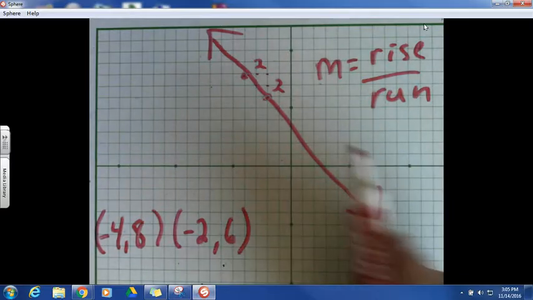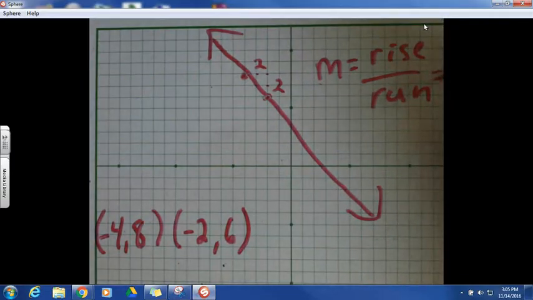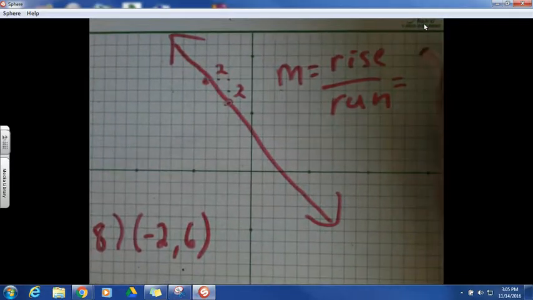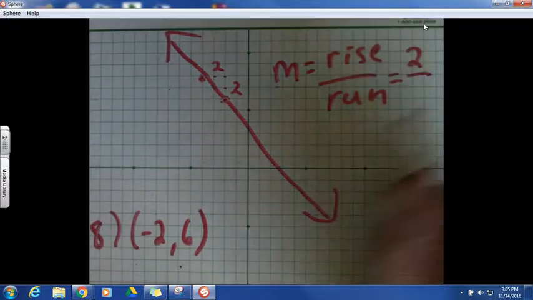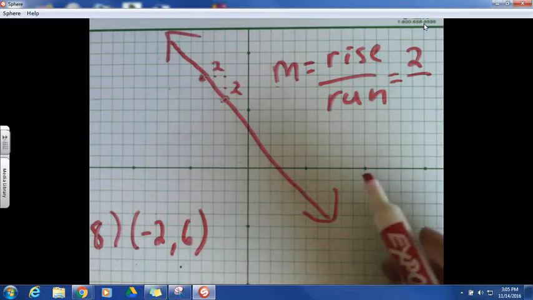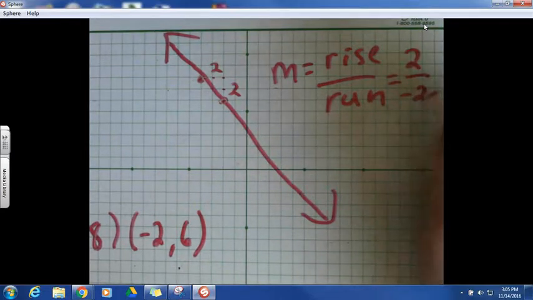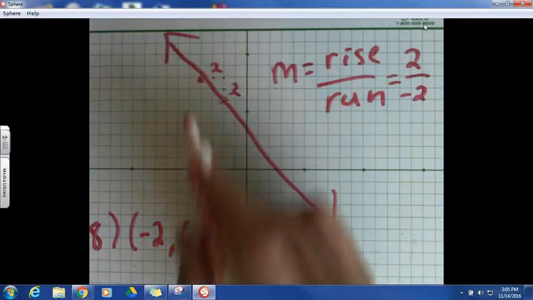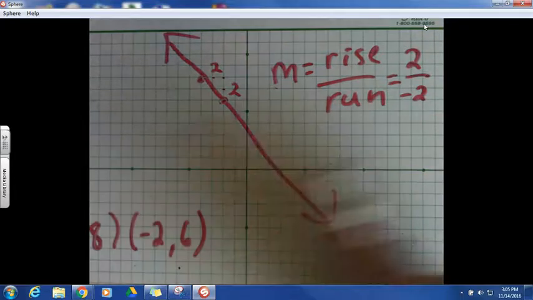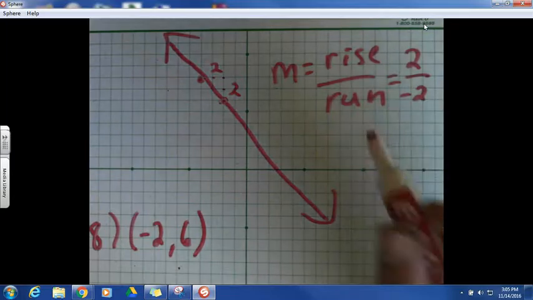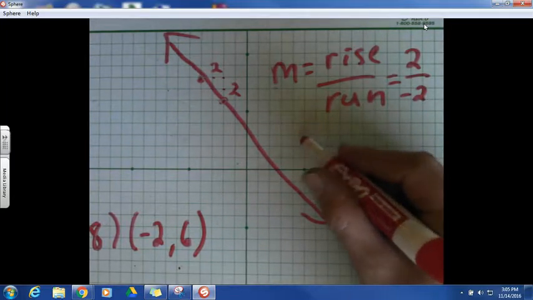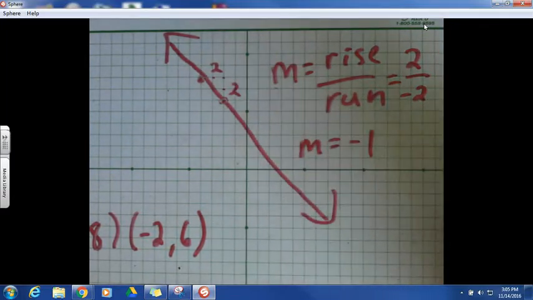So my rise is 2, and then I go over 2, and since I'm going to the left, my number is negative. So my slope is 2 over -2, which simplifies to -1. 2 divided by -2 is -1.